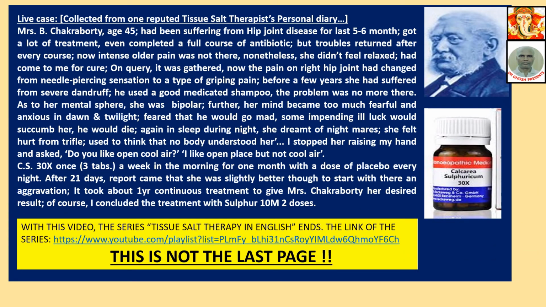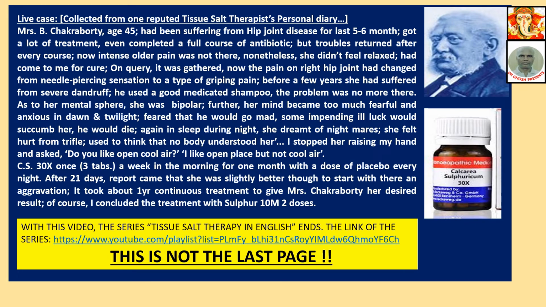Life case collected from one reputed tissue salt therapist's personal diary. Mrs. B. Chakraborty, age 45, had been suffering from hip joint disease for the last 5 to 6 months. She got a lot of treatment, even completed a full course of antibiotics, but troubles returned after every course. Now the intense older pain was not there. Nonetheless, she didn't feel relaxed. She had come to me for cure. On query, it was gathered that the pain on the right hip joint had changed from a needle piercing sensation to a type of griping pain.